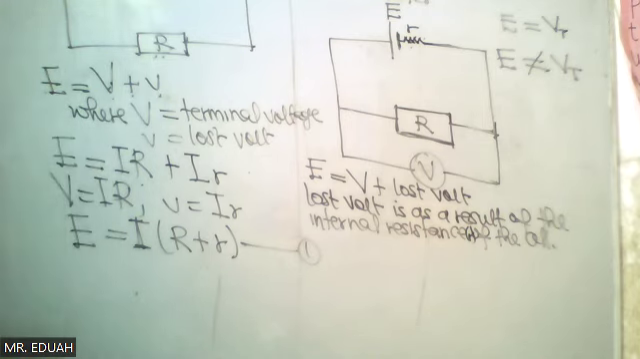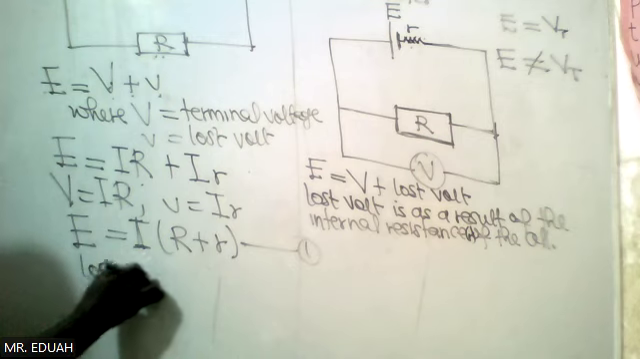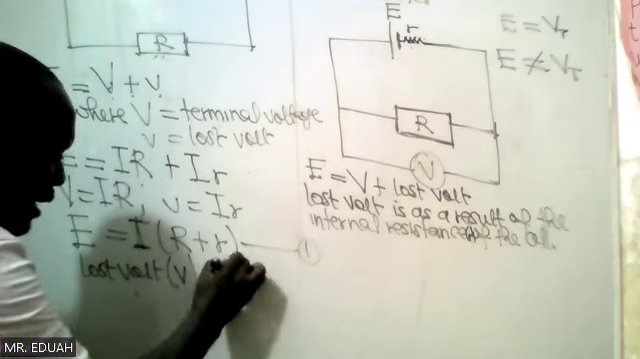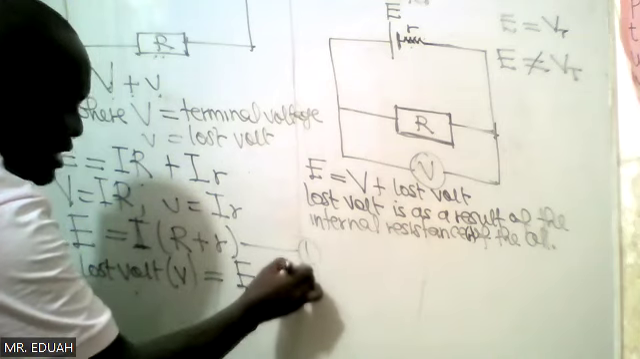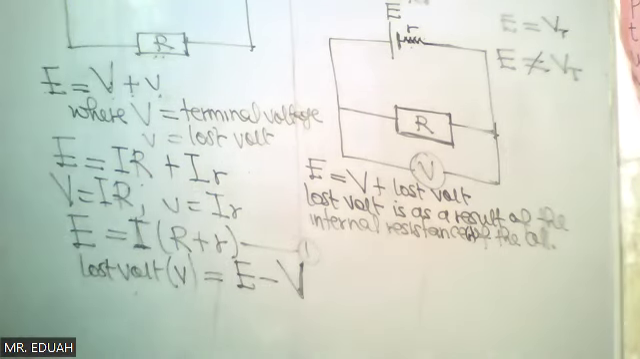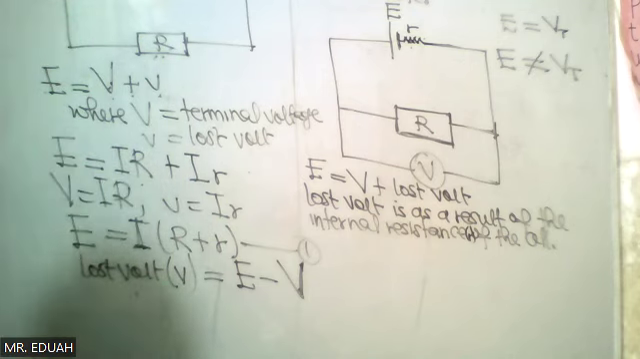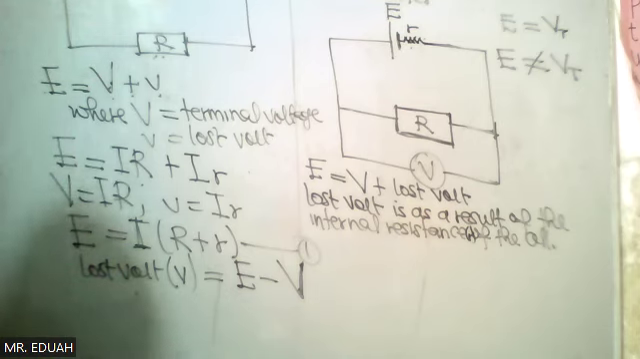Or sometimes we can also conclude that the lost volts, small v, if you are looking for the lost volt, is equal to the EMF of the cell minus the terminal voltage, which is the voltage across the resistor. So this is the concept of lost volts, EMF, and terminal voltage. Please, if you have a question, ask.